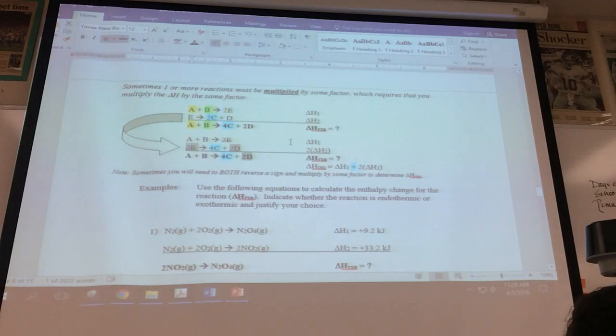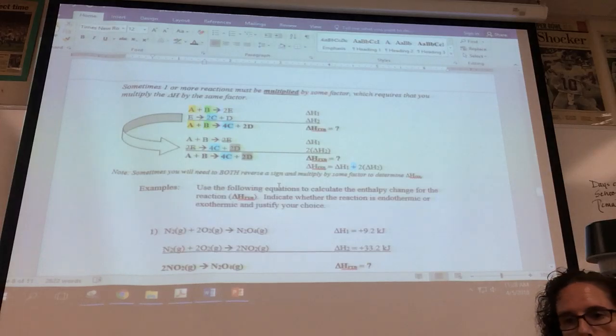Now this can get messy because sometimes you'll need to both reverse the sign and multiply by some factor. And when you multiply by some factor, typically it's 2, 3, 4, 5, 6, although you could multiply by a third, a half, a quarter, a sixth, etc. I tried not to do that, although I gave an example just to show you. We're going to walk through a series of examples here.